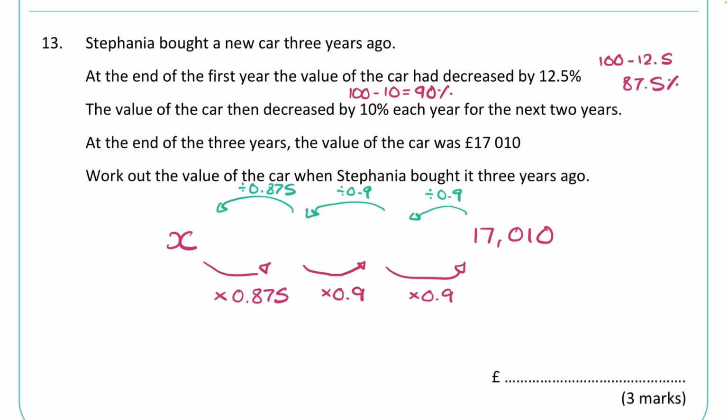I'm going to actually just write each of these values out as we go. So we get 18,900. Divide by 0.9 again, that's 21,000. And then divide by 0.875. And that comes out as 24,000. And there we go, there is our final answer. The value of the car was £24,000.